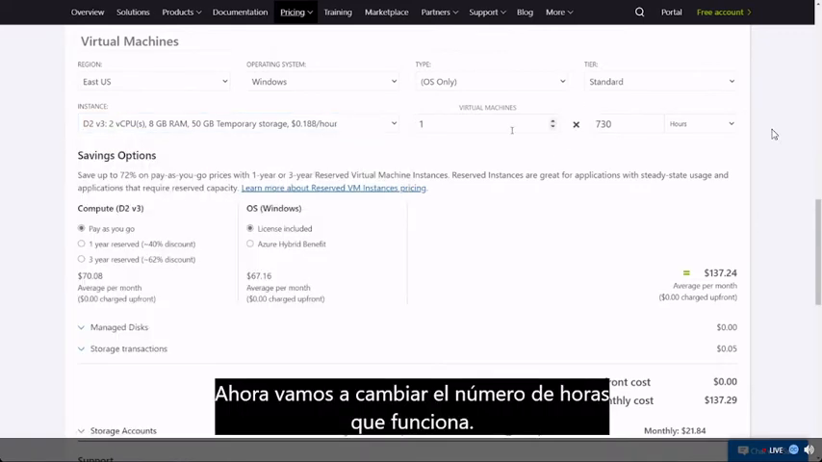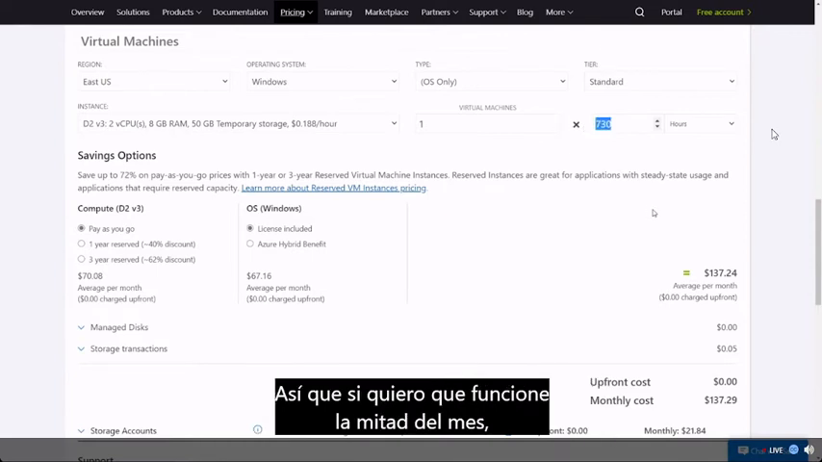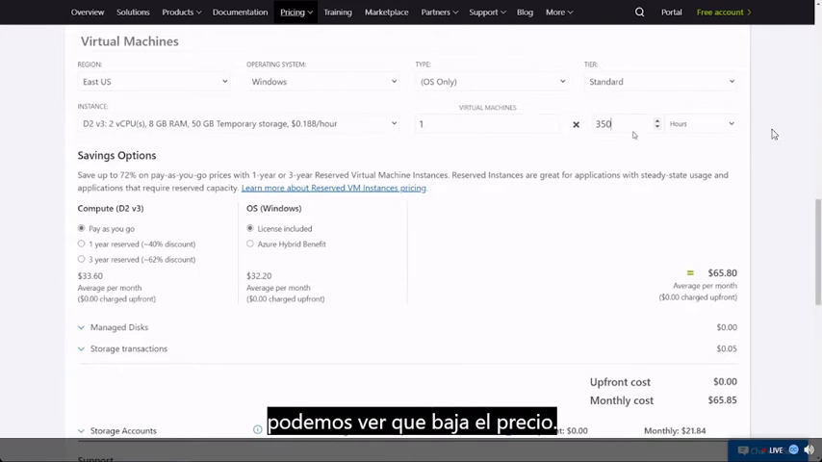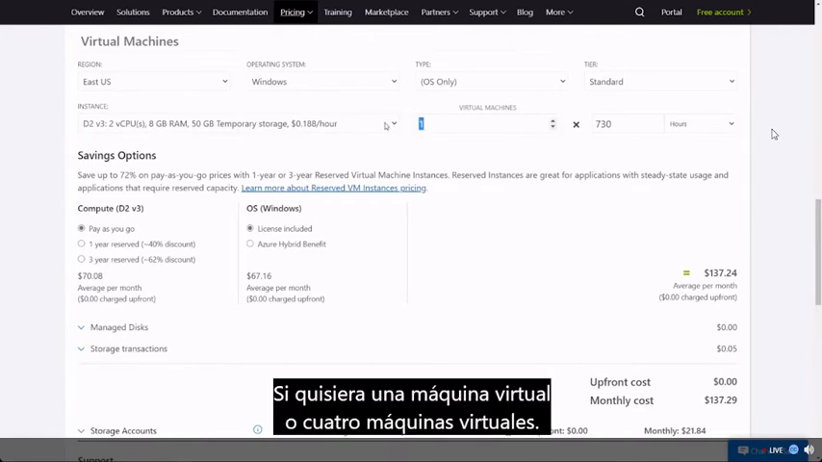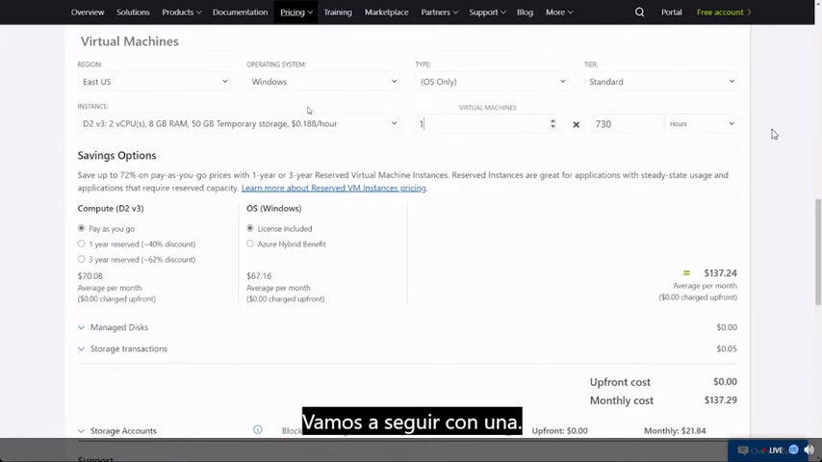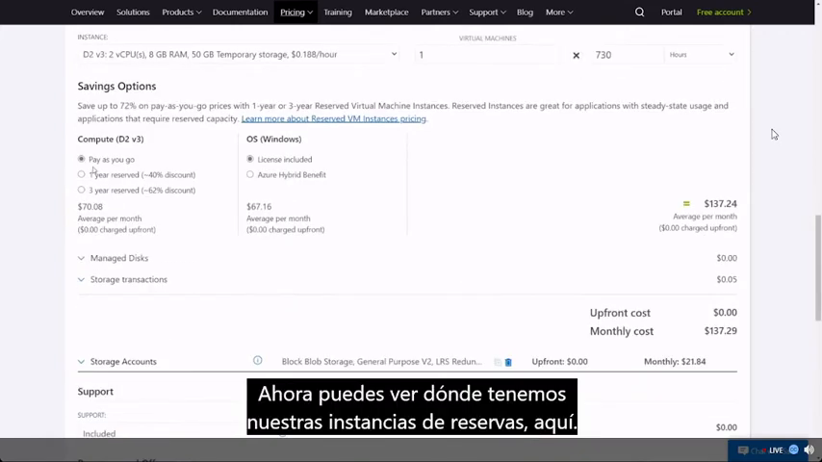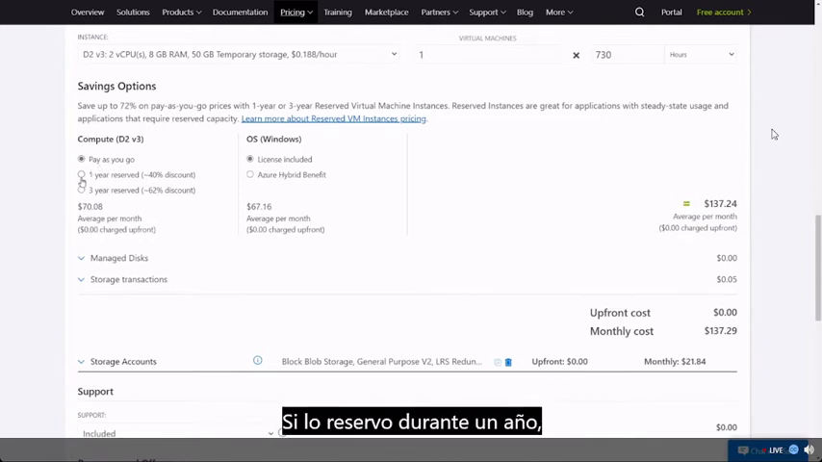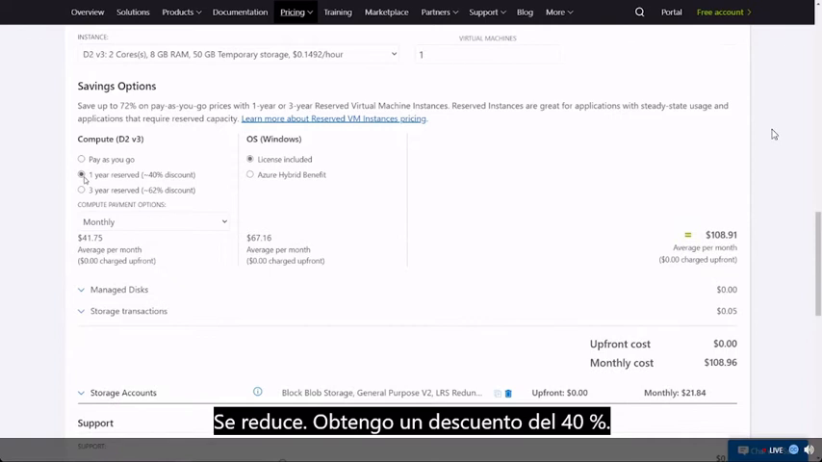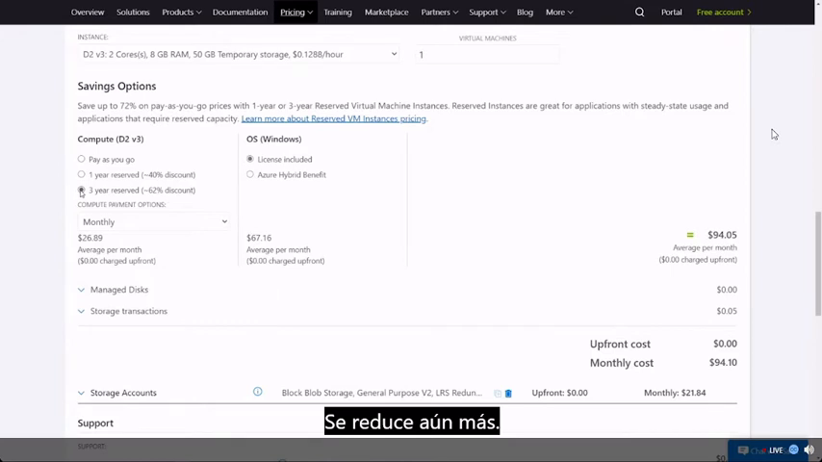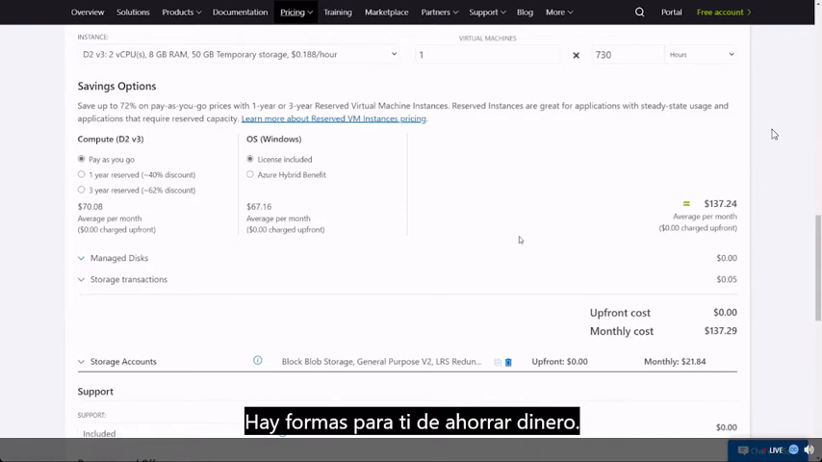Now let's play with the number of hours it's running. If I wanted to run it half the time of the month, you can see that lowers the price. 730 is the full month. If I wanted one virtual machine versus 4 virtual machines, let's just stick with 1. Now you can see where we have our reservation instances here. So if I reserve it for 1 year, it drops it down. I get a 40% discount. If I do it for 3 years, it drops down even more. All right. So again, there are ways for you to save money.